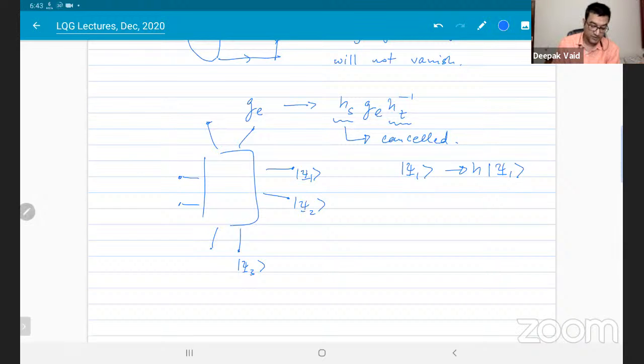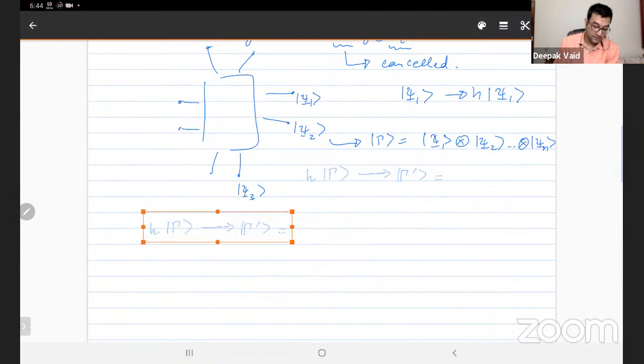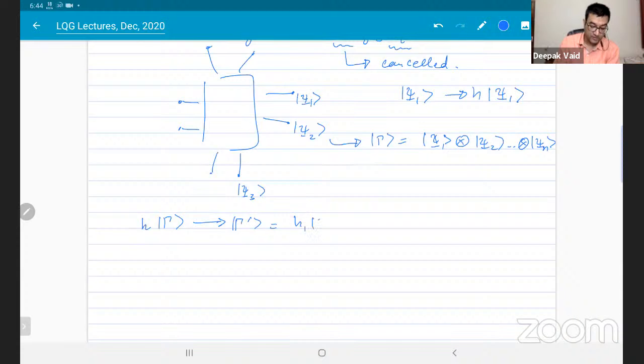So for instance, if I have a graph state of this kind, I can write it like this: psi1 tensor psi2 tensor psi n, where these are the particles attached to the boundary edges of the graph. So if I ask what happens under a gauge transformation to this graph state, well, this graph state goes to another graph state where each of these particles has transformed like this.